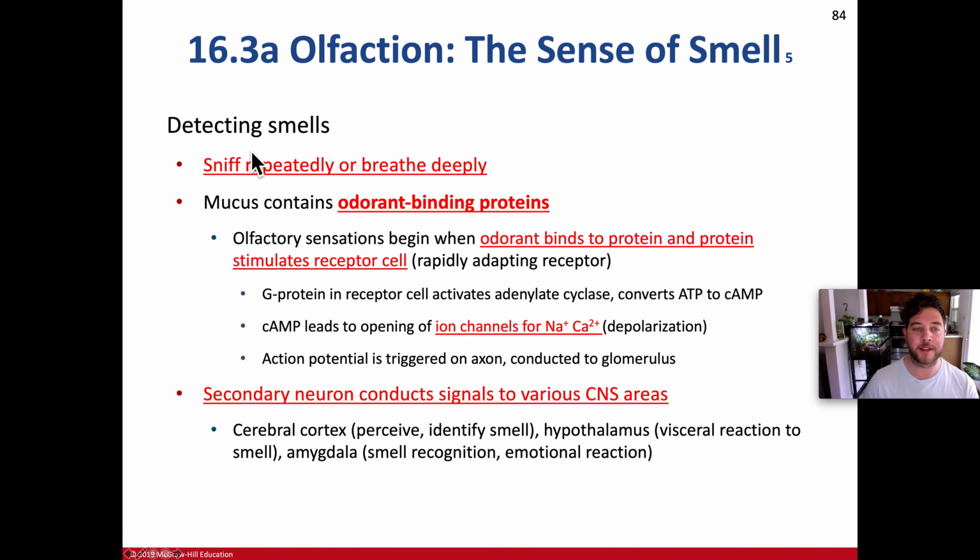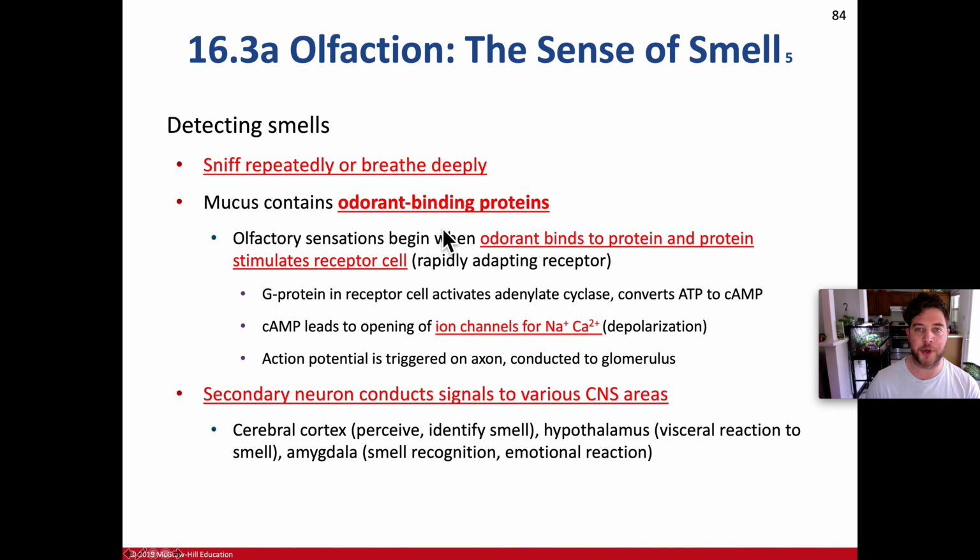Okay, detecting smells. We have to sniff repeatedly or breathe deeply. If you're just breathing normally, unless a smell is really intense and it's right there in front of you, you're not going to smell it. Usually when you have to go smell something, you take a big whiff of it. That's why when we smell things in a chemistry class, you're supposed to waft it towards you. So as opposed to you bringing air in, you kind of gently push air in towards you. So that way it has much less risk of burning and harming that olfactory epithelium.